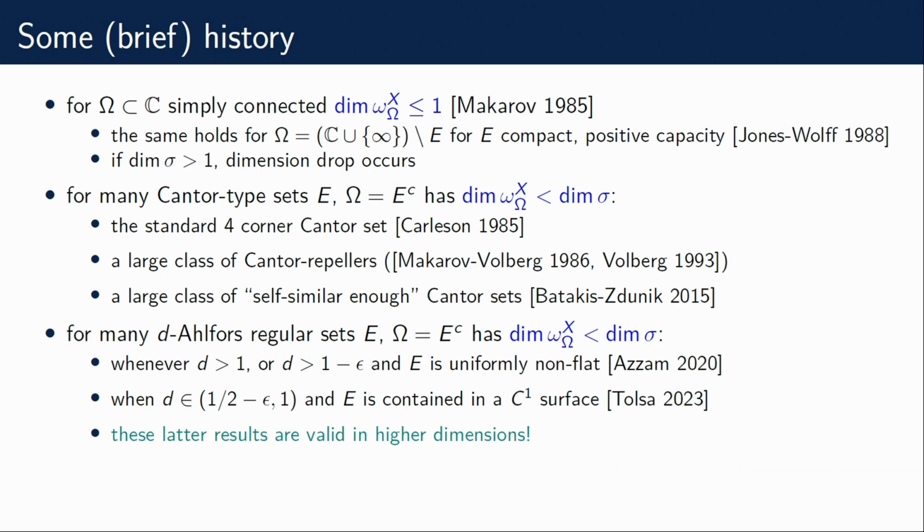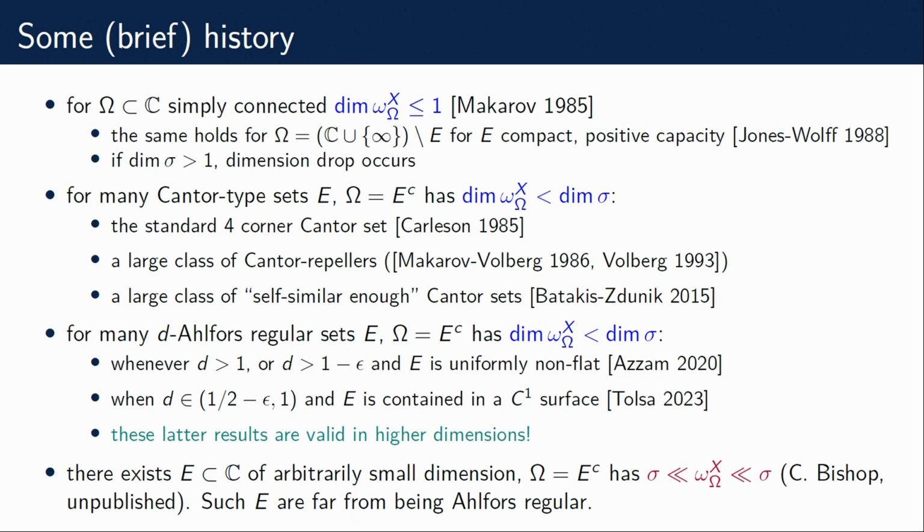On the other hand, all of these say there's a large class of fractal-type sets where dimension drop of harmonic measure happens. There's a result going in the other direction, which is an unpublished construction of Chris Bishop, where he shows you can find compact sets in the plane of really small dimension for which surface measure and harmonic measure are comparable, in fact. I can tell you more about them if you wish, but the main thing about these sets is that they're very far from being Ahlfors regular. They look like a bunch of circles replaced by smaller circles that are very far apart from one another.